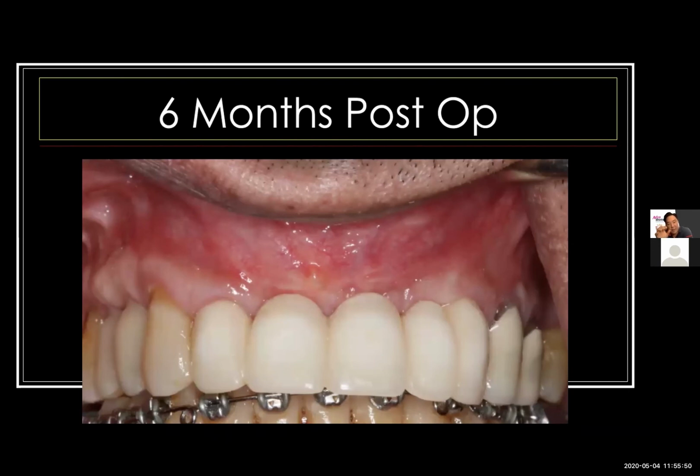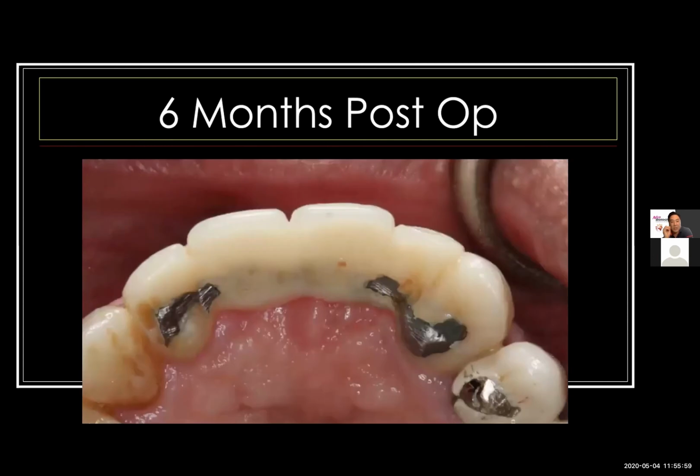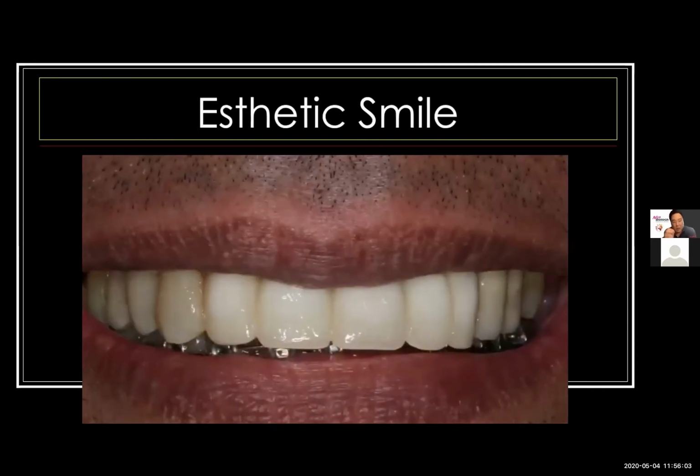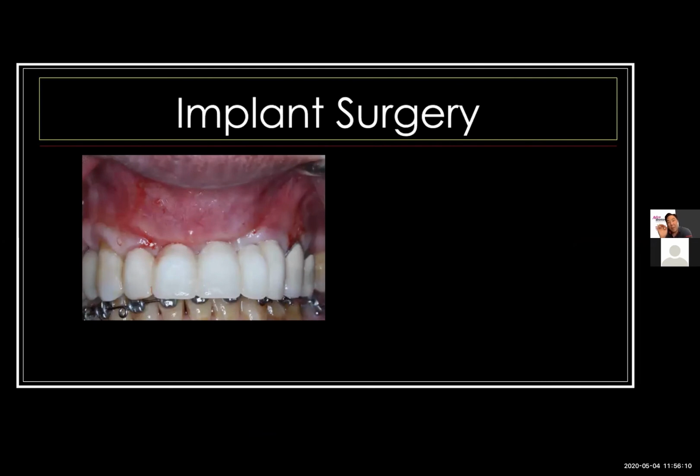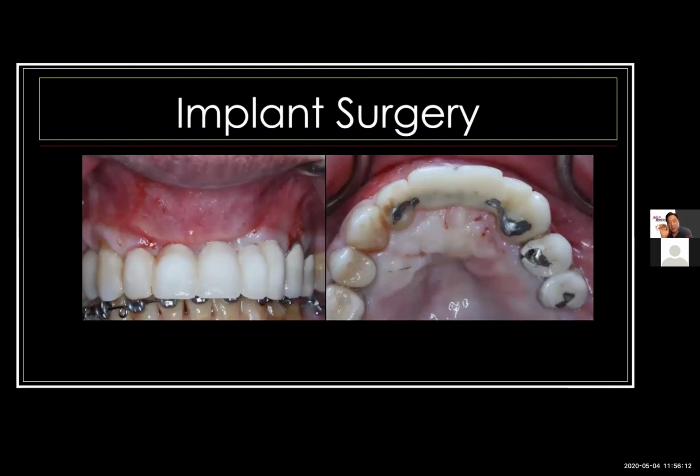If we have a nicely fabricated temporary, you can see the soft tissue maturation around the pontics, soft tissue maturation around the abutments, right? And so understanding the biology, understanding the healing, the benefits of having good soft tissue support, good hard tissue support. His smile line, very aesthetic smile. And then this is implant surgery. Now, I went back 8 months later to do implant surgery on this patient.